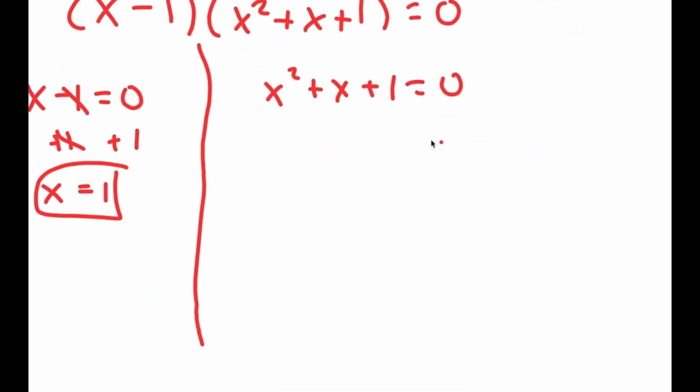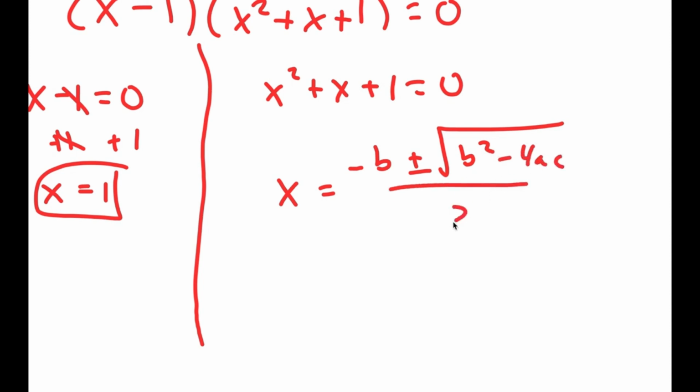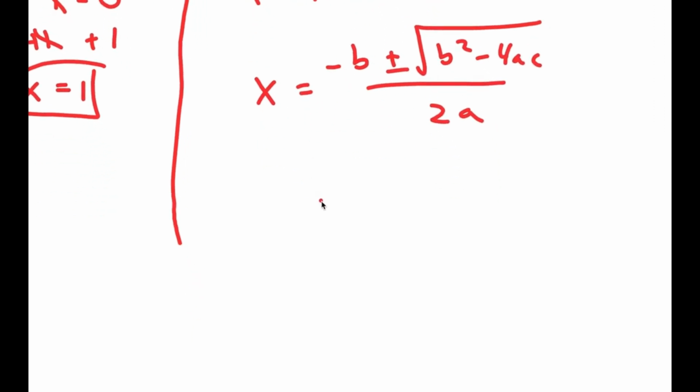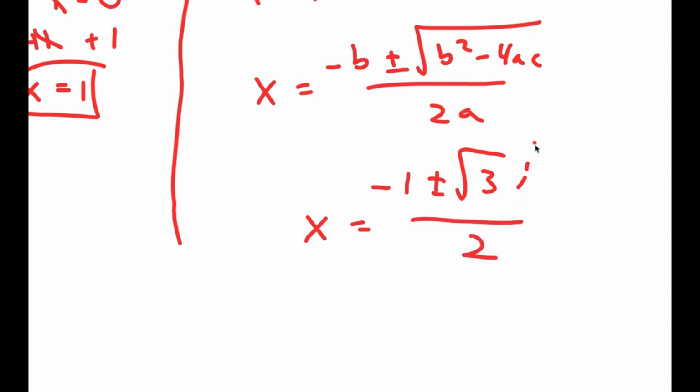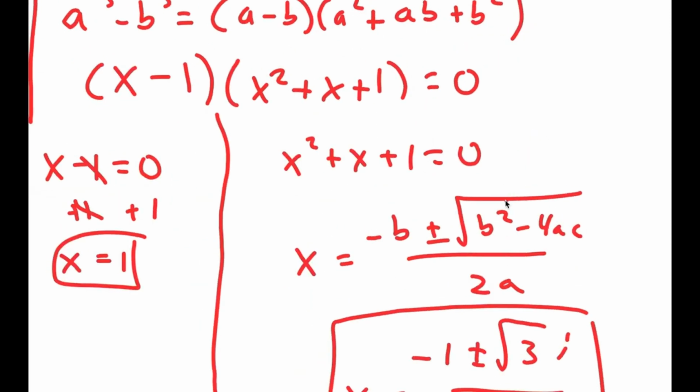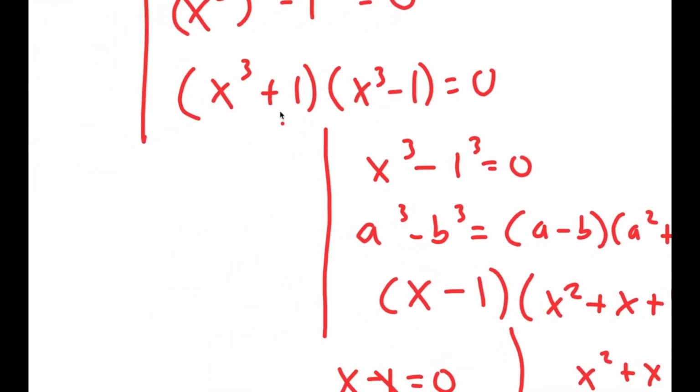And for x squared plus x plus 1 equals 0, I can use the quadratic formula. So by using it, I get x is equal to negative 1 plus or minus the square root of 3i over 2. So these are two more solutions. And now we aren't done yet because we also have to solve these.